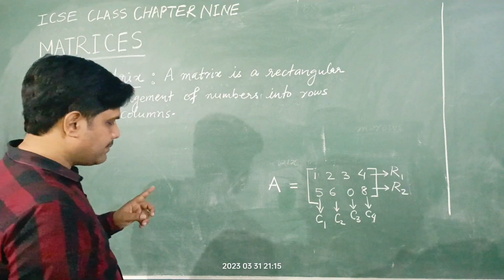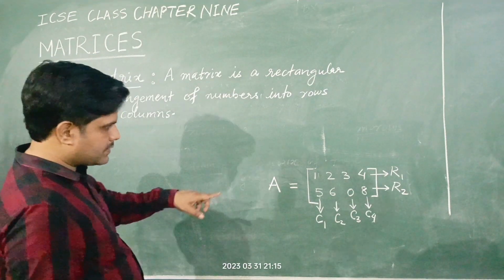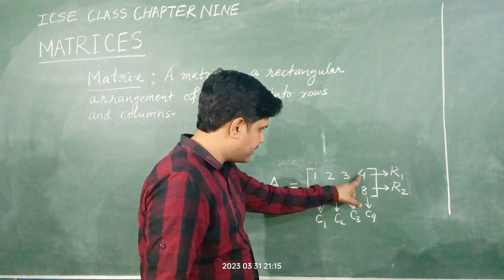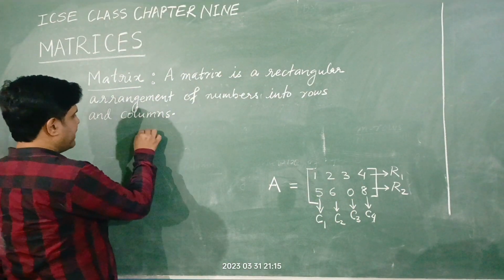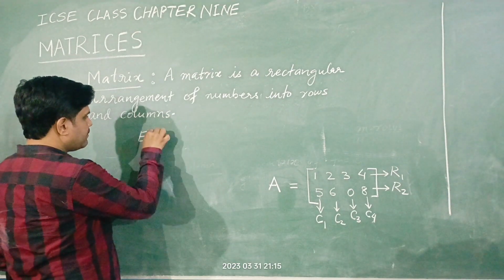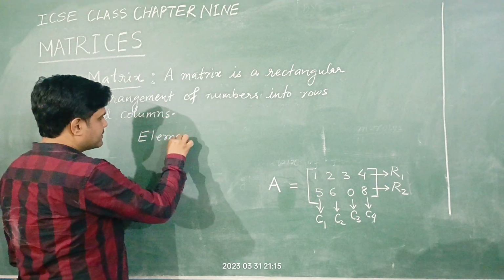Now we'll come back to this again, but let's focus on these numbers here. What do we call these numbers? Yes, these numbers do have a name and we call them elements.